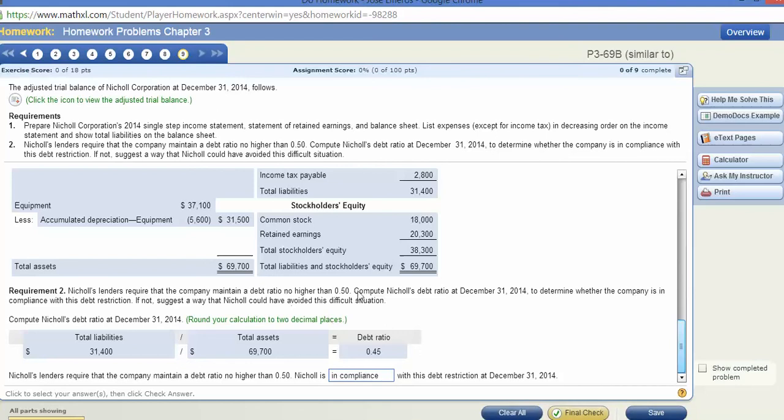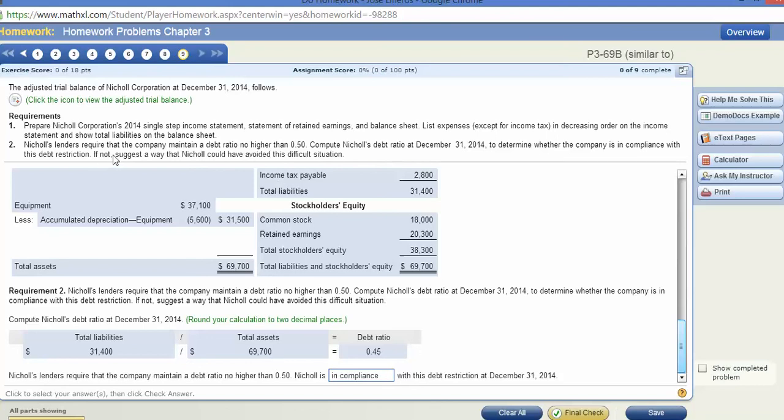Because higher than 0.50 is what is negative here. So if it was 0.60, that would mean for every dollar of assets, they have 60 cents worth of liability. But they have 45 cents for every dollar of assets. And this is intuitive here. You can see that the liabilities they owe is less than 50% of this. Generally speaking, the higher this gets and the lower this gets, the more trouble that the company's potentially in.